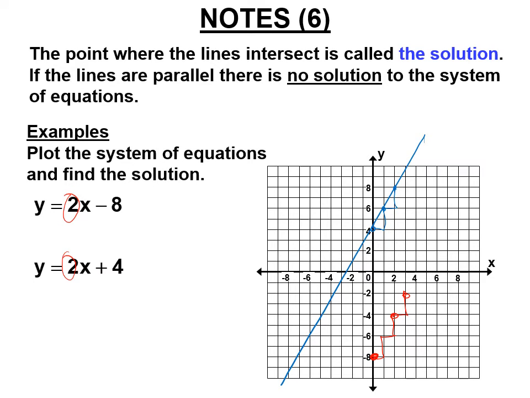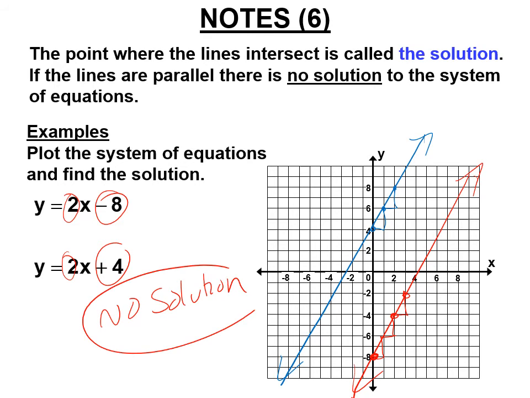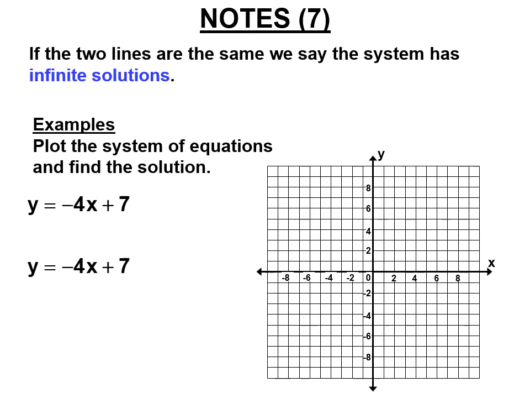Well, what does parallel mean? Parallel means that they will never intersect. So anytime you have parallel lines, that means the same slope but different y-intercepts, there is no solution. These do not intersect. Now these have the same slope, but they don't have no solution.